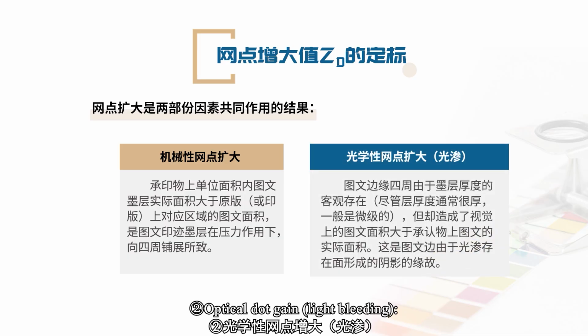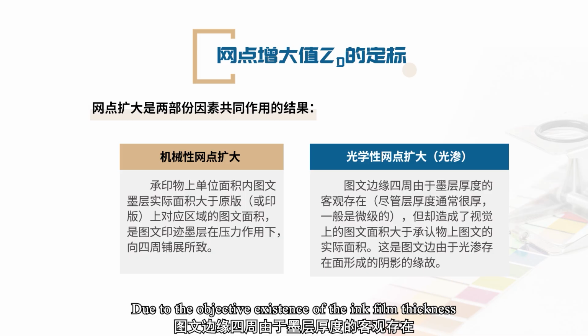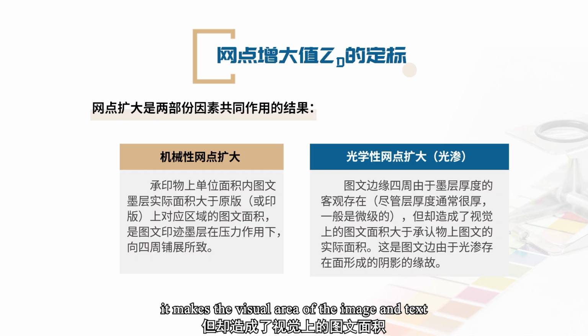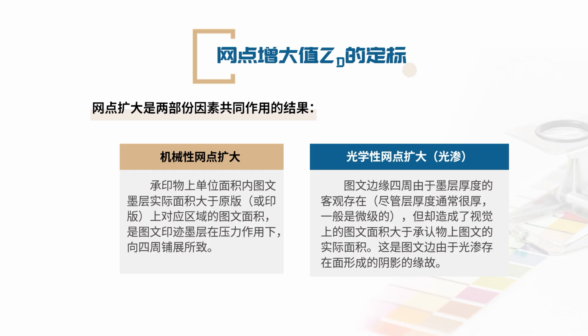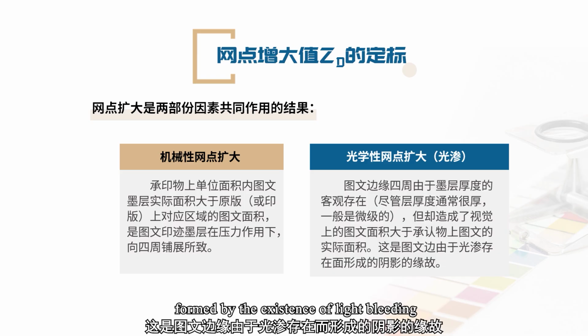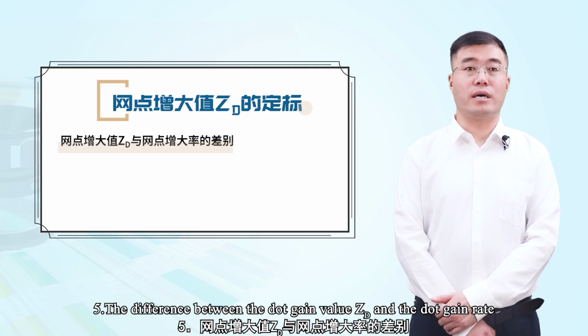Number 2. Optical dot gain, light bleeding. Due to the objective existence of the ink film thickness around the edges of the image and text. Although the ink film thickness is usually very thin, generally at the micron level, it makes the visual area of the image and text larger than the actual area of the image and text on the substrate. This is because of the shadows formed by the existence of light bleeding around the edges of the image and text.